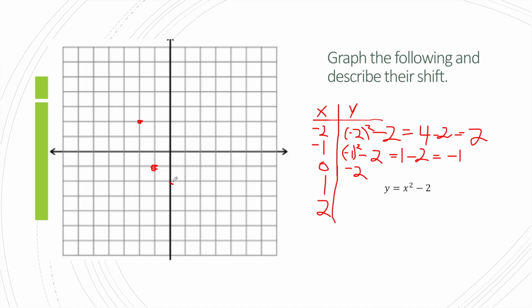Now I know this is going to be symmetrical, so that means when x is 1, y is negative 1, and when x is 2, y is 2. So let's go ahead and plot those points. And then we can draw in our parabola, seeing that the point when x is 0 and y is negative 2 is our vertex.